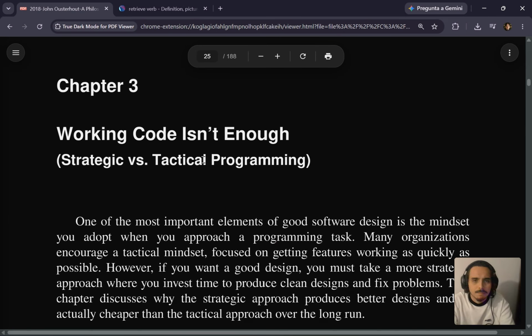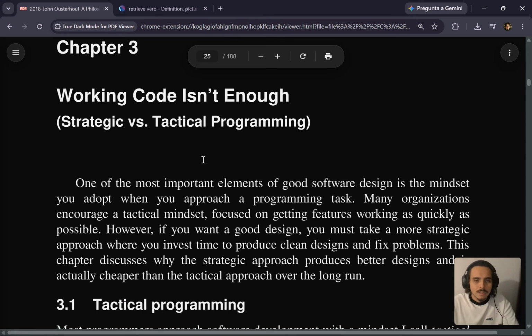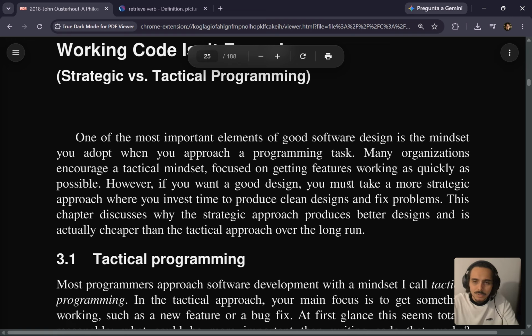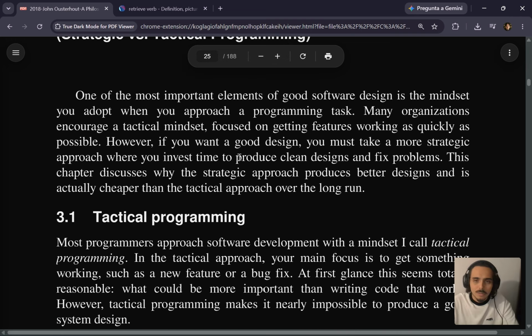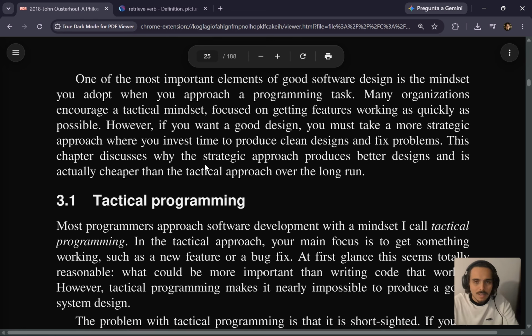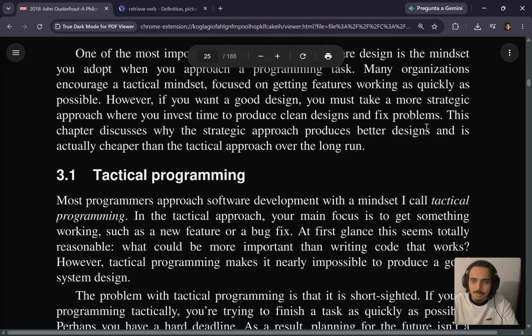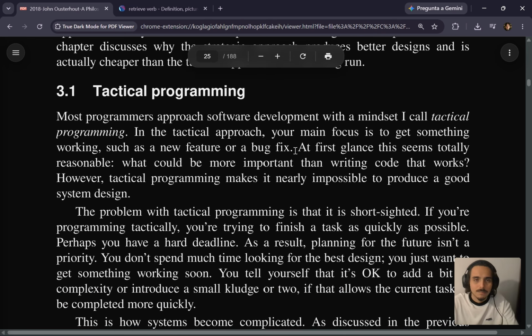Okay, chapter 3. Working code isn't enough. Strategic versus tactical programming. One of the most important elements of good software design is the mindset you adopt when you approach a programming task. Many organizations encourage a tactical mindset focused on getting features working as quickly as possible. However, if you want a good design, you must take a more strategic approach where you invest time to produce clean designs and fix problems. This chapter discusses why the strategic approach produces better designs and is actually cheaper than the tactical approach over the long run.